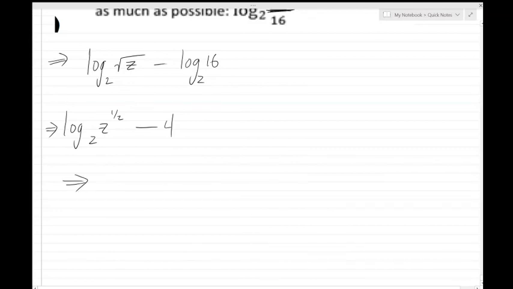So next, bring down the power to the front. So we have 1 half log base 2 of z minus 4. That will be as much as you can simplify that. And that's it.